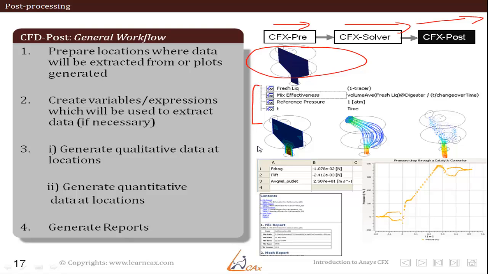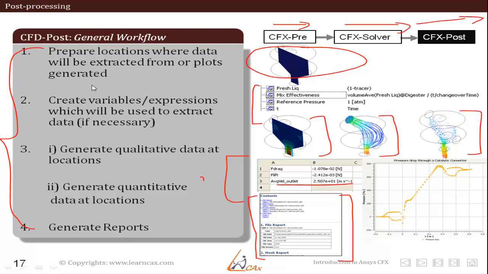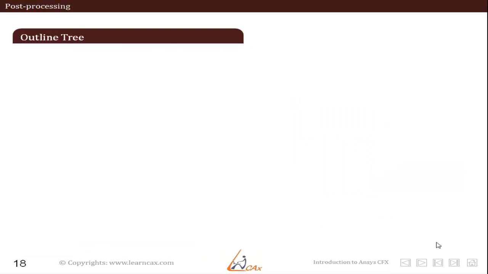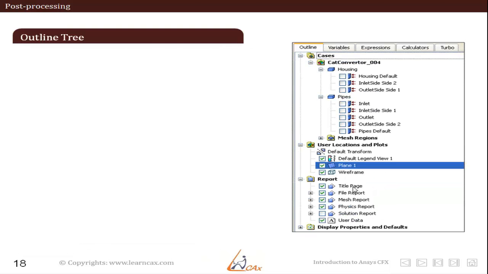Or we can use the standard variables like velocities, pressure, or temperature. After that, we start to generate qualitative data at different locations like contours, path lines, vectors. Once this is done, we can also extract quantitative data like values of drag, coefficient, average values of outlet. Then the last thing that we do is generate a report from our results, which is writing a sort of CFD report from the result images that we have obtained. So this is the overall workflow in CFD Post, starting from locations, then variables, then qualitative data, quantitative data, and then reports. Now one by one, we will see each section in detail.